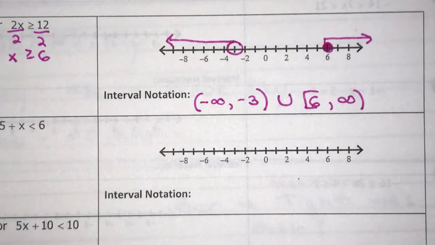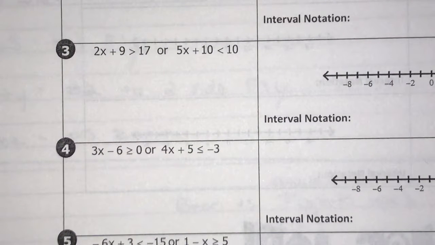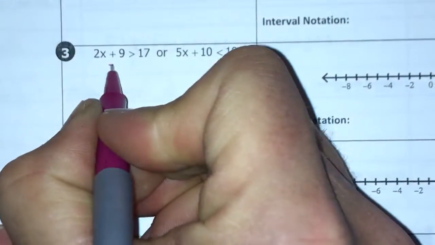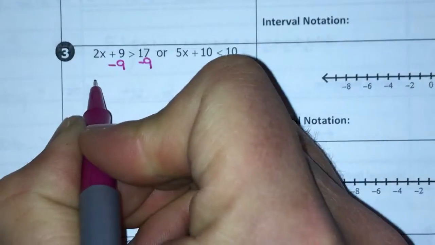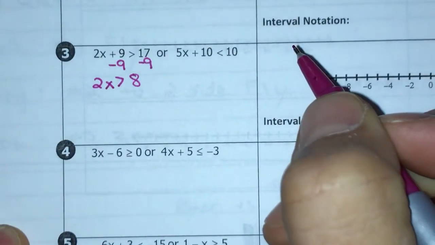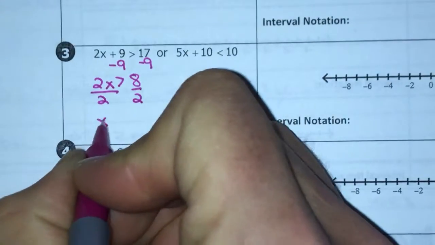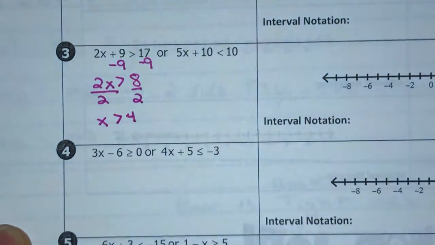Okay, let's jump down to number 3. Two-step equations. Same process we've been doing. Subtract 9 from each side. So 2x is greater than 8. Divide each side by 2. X is greater than 4.